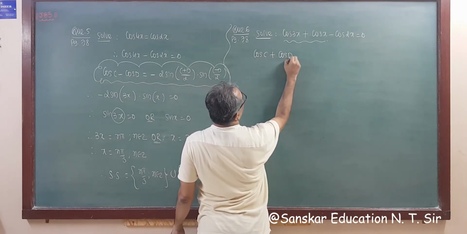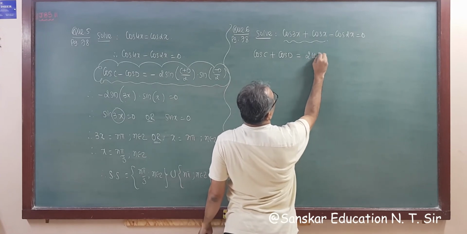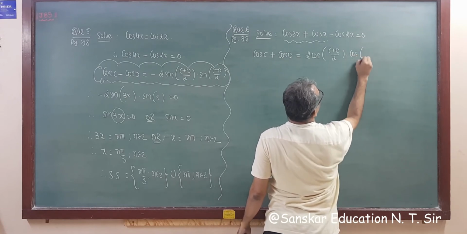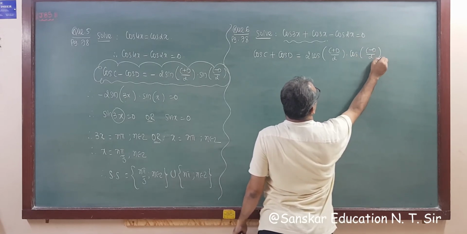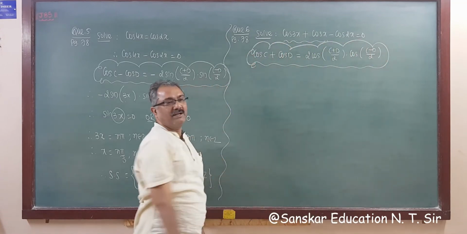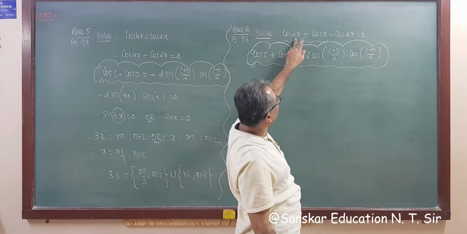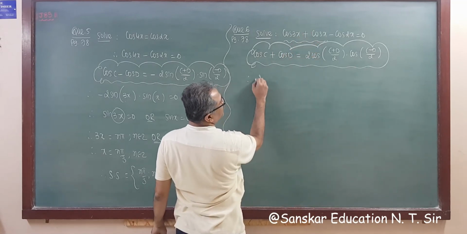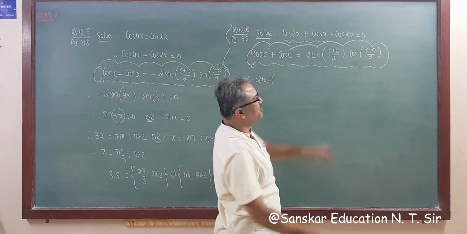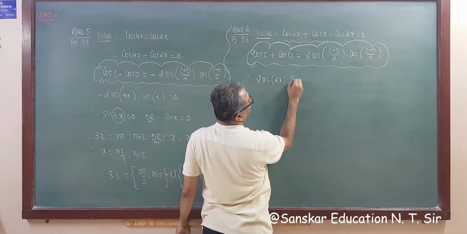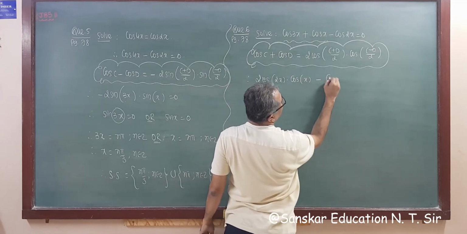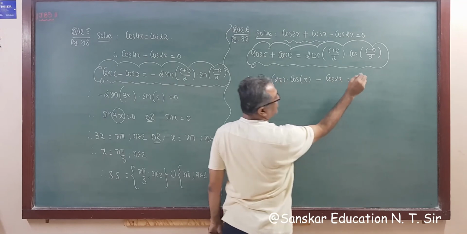So cos C plus cos D is equal to 2 cos of (C plus D) by 2 into cos of (C minus D) by 2. This is the formula that we have to apply. So applying this formula, what do we get? 2 cos of (3 plus 1, 4, divided by 2) is 2x, into cos of (3 minus 1, 2, divided by 2) is x, minus cos 2x is equal to 0.